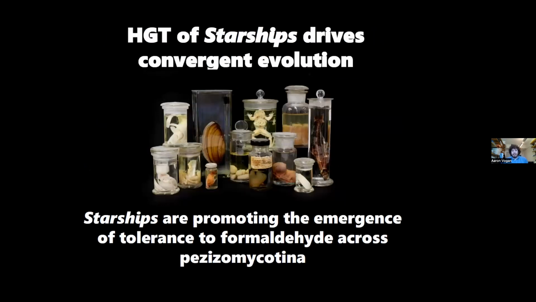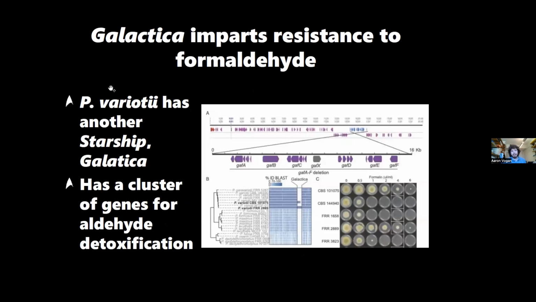The next example I really like is, I think, really hits home this story of convergent evolution being driven by these starships. And in this case, the phenotype that we're looking at is formaldehyde resistance. So things should not grow in formaldehyde. We specifically use it as a preservative to stop things from growing. But we found some starships that look like they carry genes for resistance to formaldehyde. And of course, our focal species here, again, Paecilomyces variotii, had a starship we named Galactica, and had a clear gene cluster that looked like it was for formaldehyde resistance.